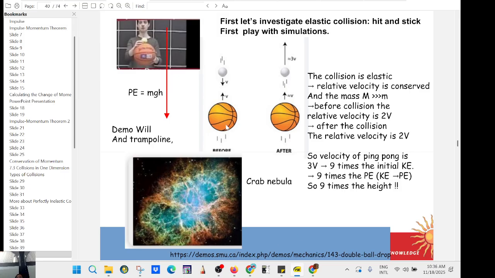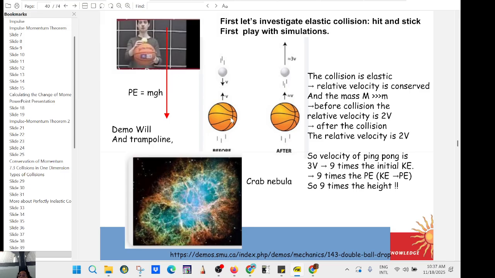Okay, so let's talk about conservation of momentum. All the problems that we're going to work with, you can apply conservation of momentum, but conservation of energy depends. Conservation of kinetic energy holds only when the collision is elastic.